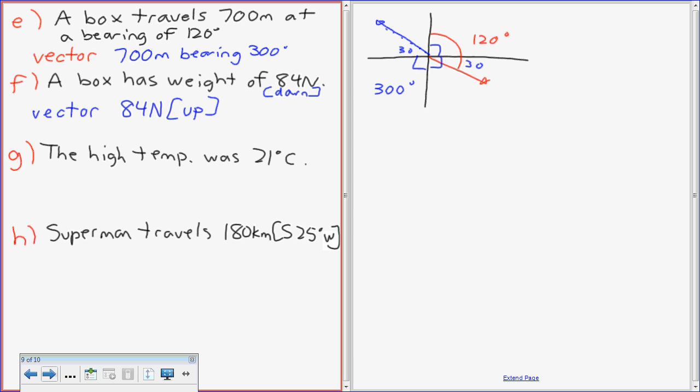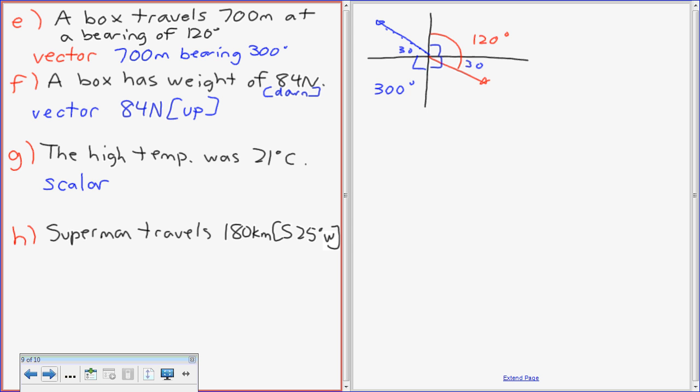The high temperature is 21 degrees Celsius. Vector or scalar? This one's scalar. Now you might say, well, wouldn't it be a positive, and there'd be negative 21? Well, the thing is, zero isn't really a flexible number. If you look at Kelvin, does anyone know what Kelvin is? Yeah, Kelvin's like very, very small, right? So that's going to be a scalar.